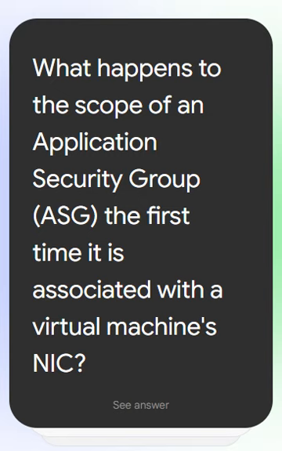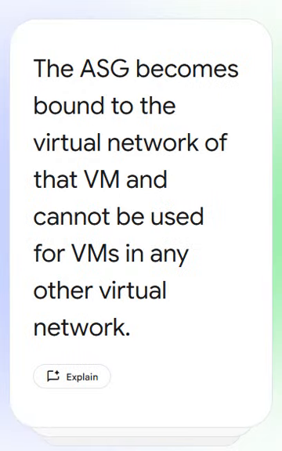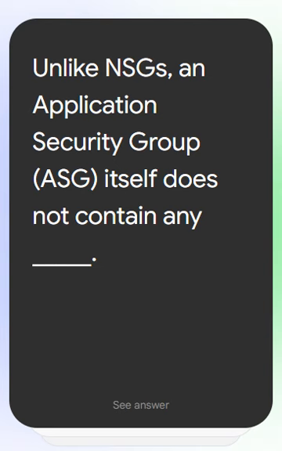What happens to the scope of an application security group the first time it is associated with a virtual machine's NIC? The ASG becomes bound to the virtual network of that virtual machine and cannot be used for virtual machines in any other virtual network. Unlike NSGs, an application security group, or ASG, itself does not contain any rules.